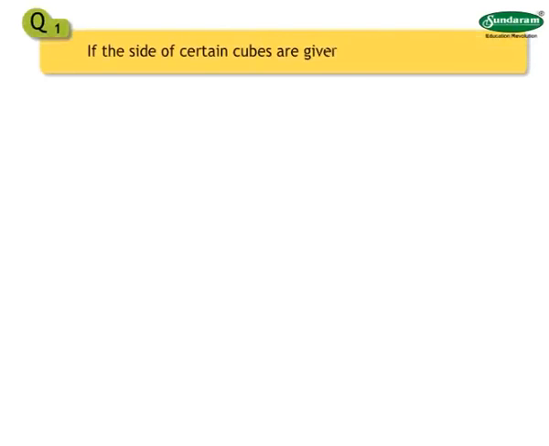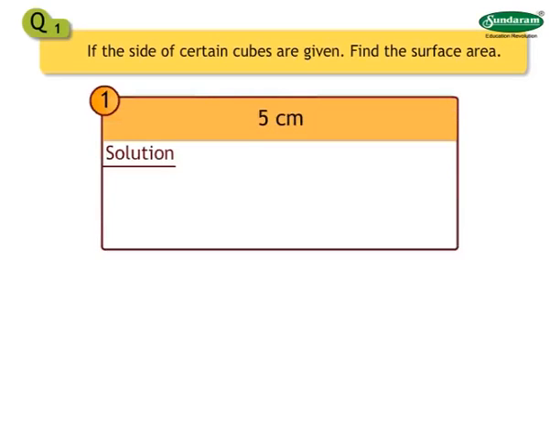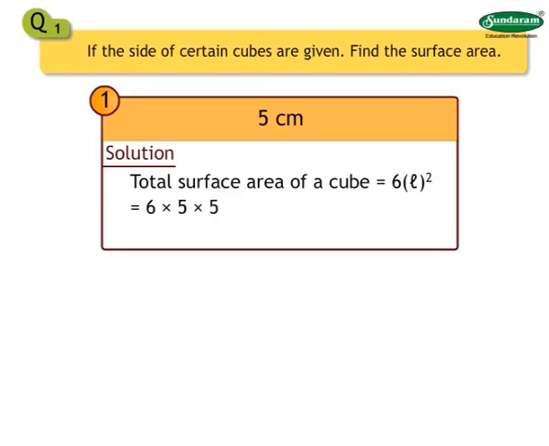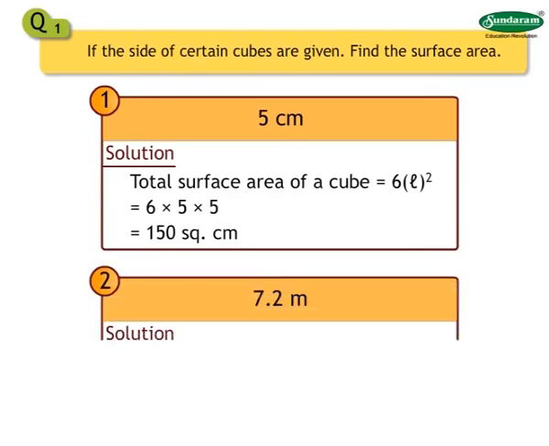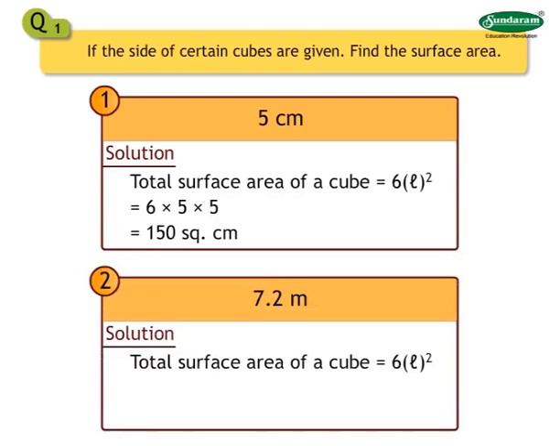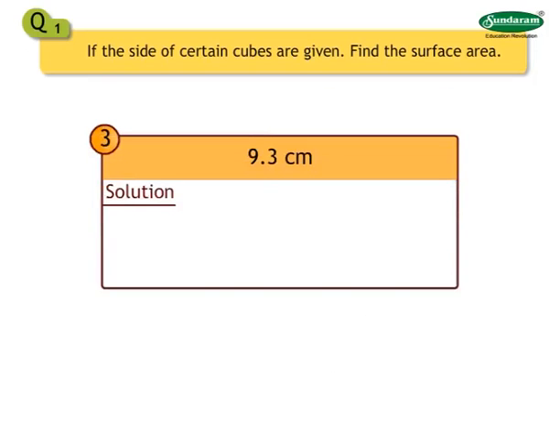1. If the side of certain cubes are given, find the surface area. 1. 5 centimeters. Solution. Total surface area is 6 into length square, which is 6 into 5 into 5. This is equal to 150 square centimeters. 2. 7.2 meters. Solution. Total surface area is 6 into length square, which is equal to 6 into 7.2 into 7.2, which is equal to 311.04 square meters.